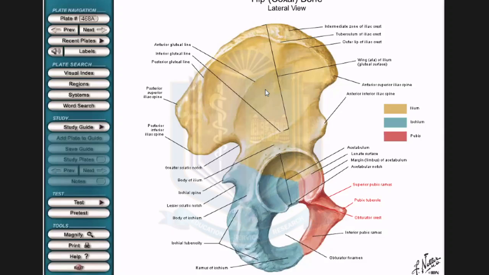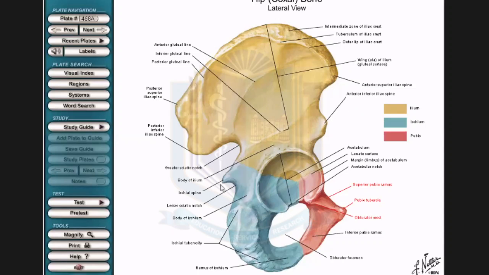What is the difference between ilium and ileum? I-L-I-U-M or I-L-E-U-M? Sir, ileum is the part of small intestine. I-L-E-U-M is the part of small intestine, and I-L-I-U-M is the part of hip bone. So make it remember that, because it makes confusion among the two terms.